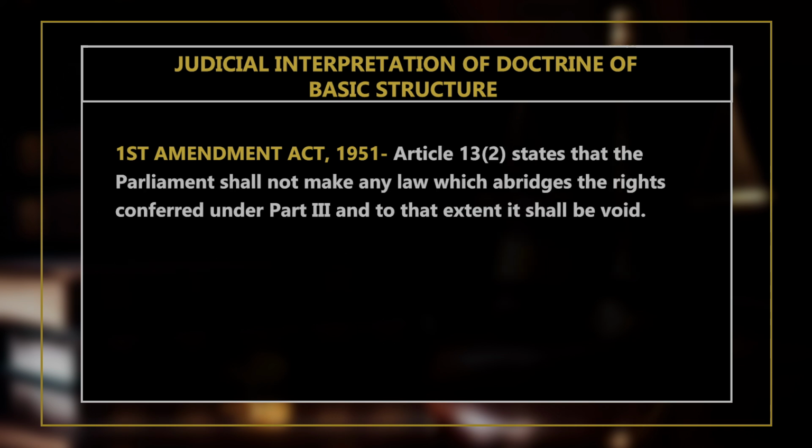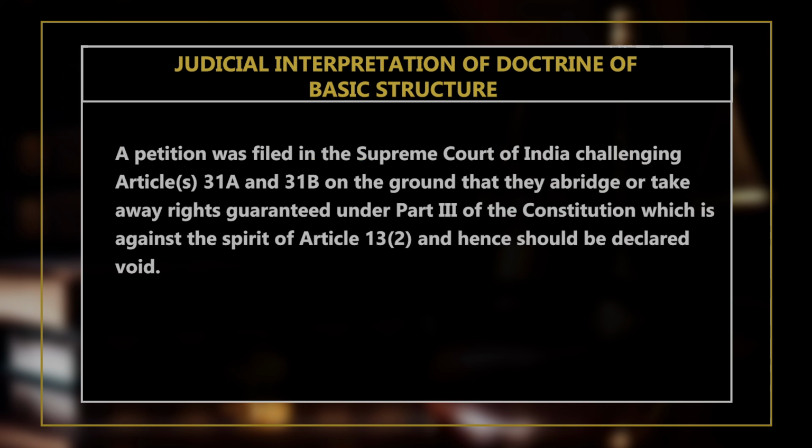Article 13 Clause 2 states that the Parliament shall not make any law which abridges the rights conferred under Part 3, and to the extent it does, it shall be void. A petition was therefore filed in the Supreme Court of India challenging Article 31A and 31B on the ground that they abridge or take away the rights guaranteed under Part 3 of the Constitution, which is against the spirit of Article 13 Clause 2, and therefore should be declared void.